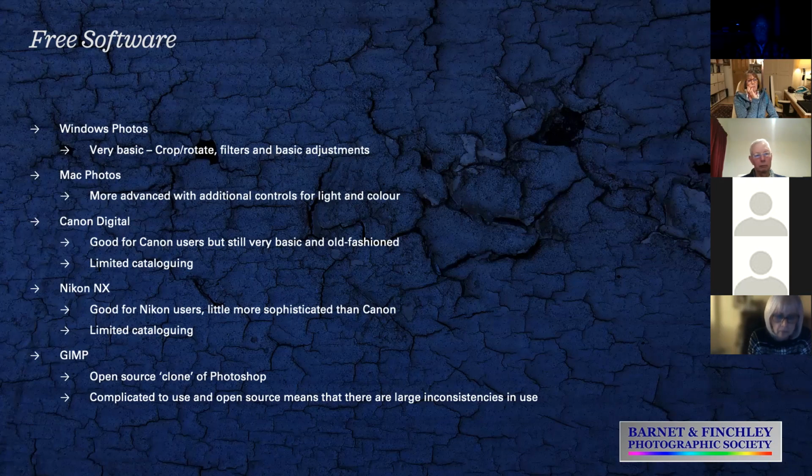Canon and Nikon, well, considering they're completely free, the Canon one is particularly good if you have a Canon camera. It offers one or two features which are exclusive to Canon, but it is still very basic. It's got very limited cataloging, and it is quite an old-fashioned package now. It's a bit clumsy, but it's quite good. The Nikon one's a little more sophisticated, again with very limited cataloging. And GIMP, as I say, it's a clone of Photoshop. Its real problem is that because it's open source and anybody can go in and work on it, it's got inconsistencies all over the place, and it's very, very difficult to learn.